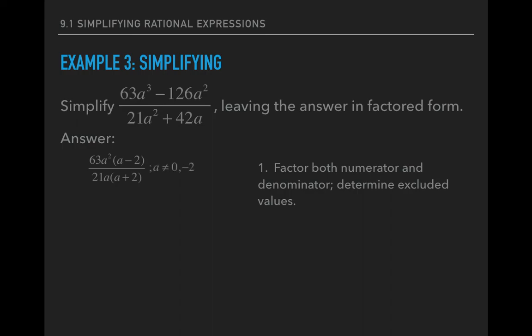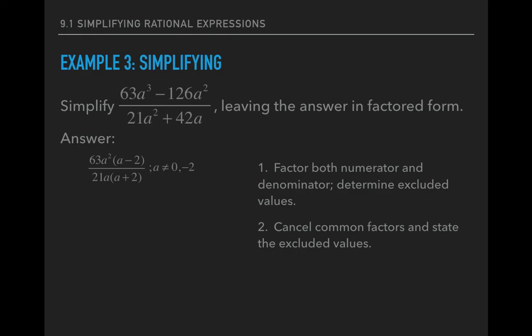This means that a cannot be 0, because if you plugged it into the first a there in the denominator, 21 times 0 is 0. And that, when multiplied, would make your denominator equal 0. Also, a could not be negative 2, because then in the parentheses, you'll have 0, and when you multiply anything times 0, it makes it 0. So that is an excluded value.